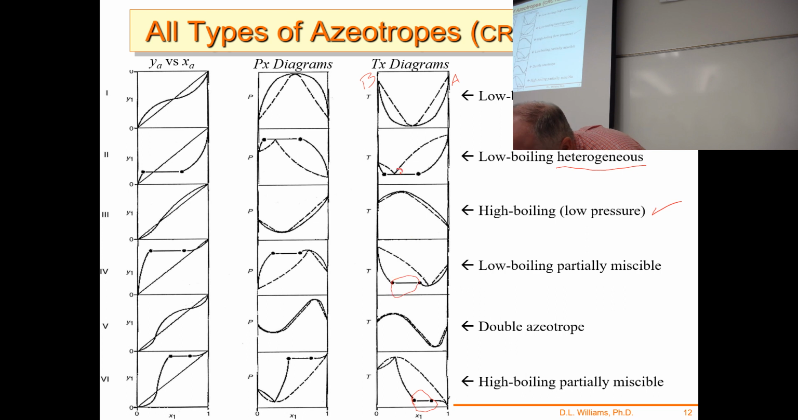So these three are heterogeneous. And then there's some crazy possibility, though I don't know of any mixtures, that you could have a double azeotrope. It's easy to see the double azeotrope over here: YA equals XA in two spots. One of those is a high boiler and one of those is a low boiler. So let's dive into partial miscibility. That'll be today's set of notes.